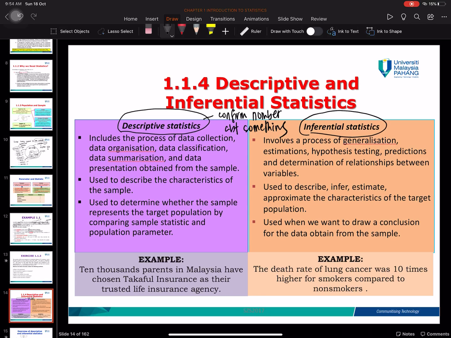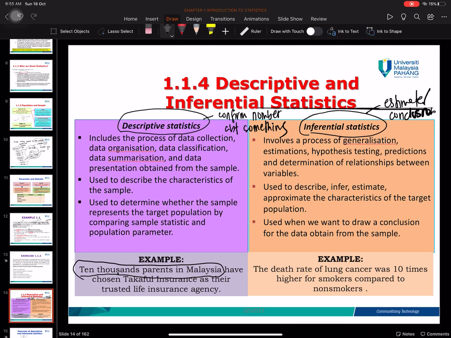Inferential here, we just estimate or draw a conclusion. For example, descriptive statistic: 10,000 parents in Malaysia have chosen Takaful Insurance as their trusted life insurance agency. So it is confirmed that we have 10,000 parents in Malaysia.